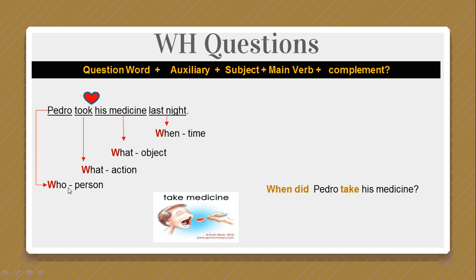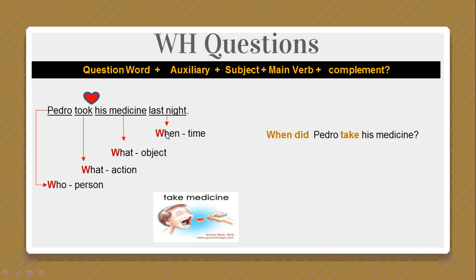So, when did Pedro take his medicine? Pedro took his medicine last night. What did Pedro take last night? Pedro took his medicine last night. What did Pedro do? That's a general question to replace the verb. We are still using the auxiliary verb.